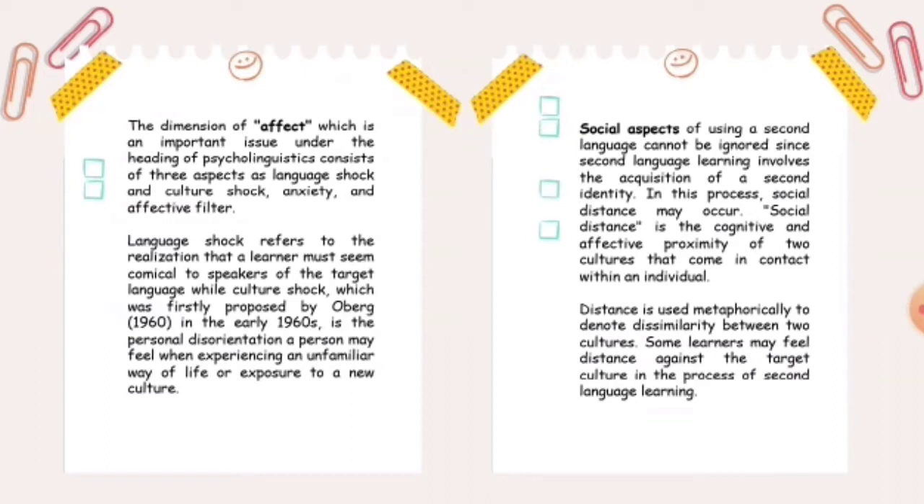So the second is the social aspect. Using a second language cannot be ignored since second language learning involves the acquisition of a second identity. In this process, social distance may occur. Social distance is the cognitive and affective proximity of two cultures that come in contact within an individual.